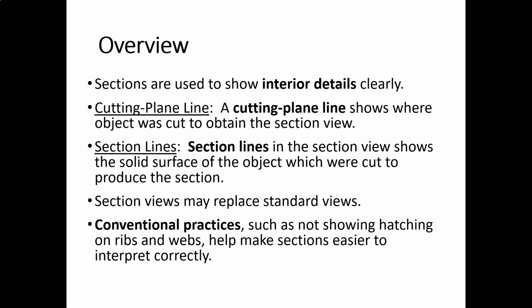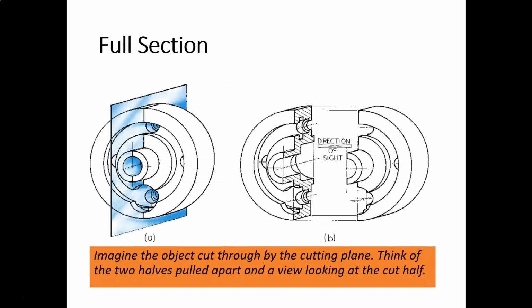And finally, we're going to talk about conventional practices, or basically different rules and guidelines for using section views, because many times we're able to, or we need to, adjust how our orthographic views look to make the section views make sense. And in order to do this, we have to kind of break the normal rules for creating orthographic views, okay? And we'll talk about all that stuff. So let's first start with a full section, okay?